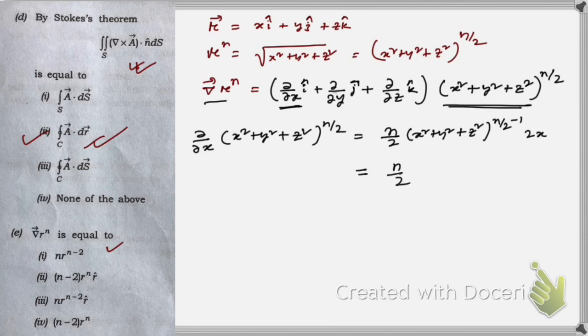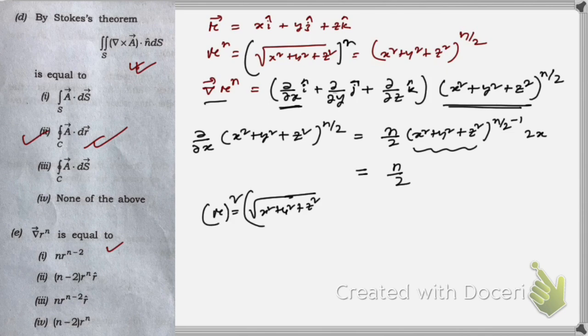Now here you see n by 2, this x square plus y square plus z square can be replaced. We know that r is equal to root over x square plus y square plus z square. If you square both sides, then on the right hand side you get x square plus y square plus z square. So let us replace this by r square.